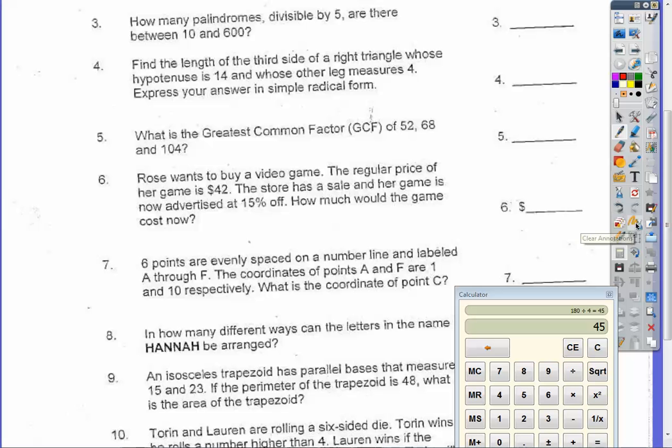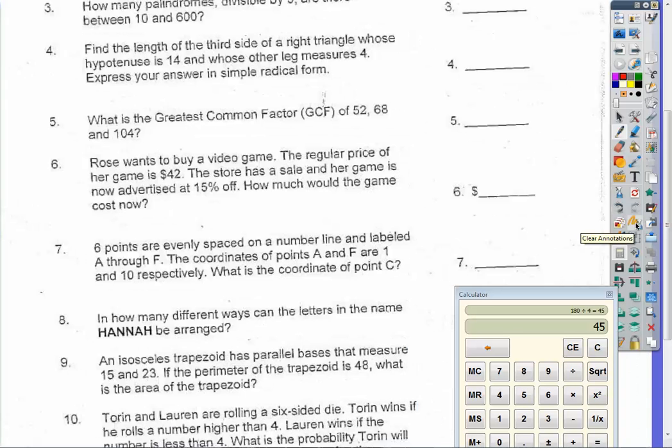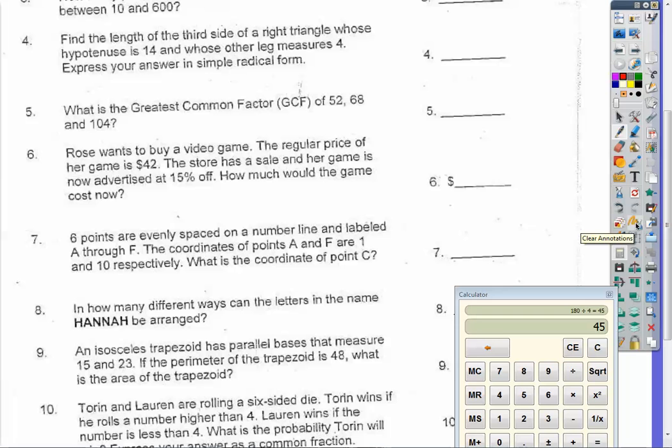All right, Rose wants to buy a video game. The regular price of her game is $42. The store has a sale, and her game is now advertised for 15% off. How much does the game cost? The easiest way to do this is to flip the discount and actually multiply by the percent that you have to pay.